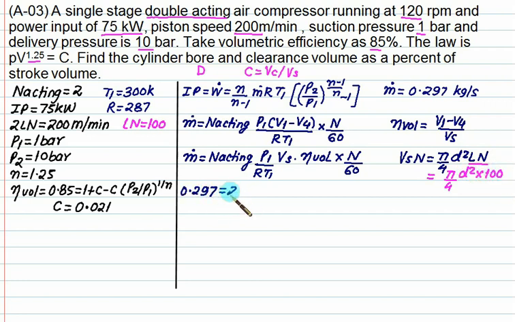So let's substitute. For m dot is 0.297, number of acting is 2, P1 is 1 into 10 to the power 5, and gas constant is 287, temperature T1 is 300, and Vs we don't know, so we can write Vs equal to pi by 4 d square. We can even account for ln equal to 100 now divided by 60, and what is left is eta vol. So eta vol is already given to us as 0.85. So let's put in this value and solve for d.